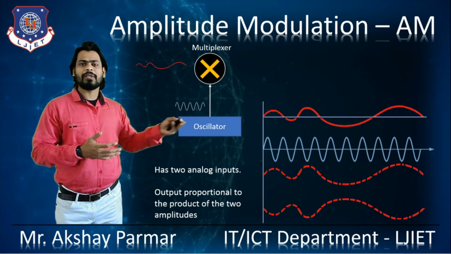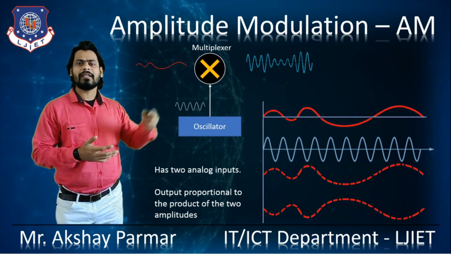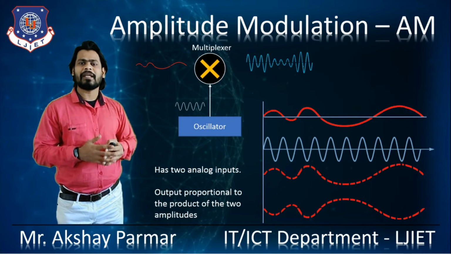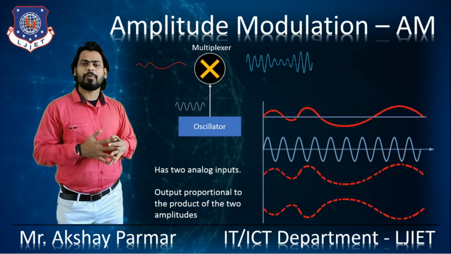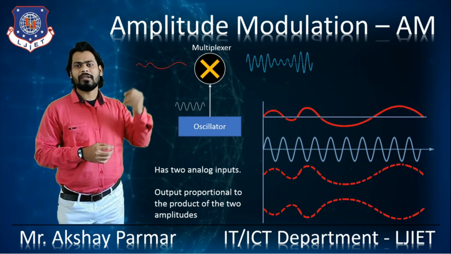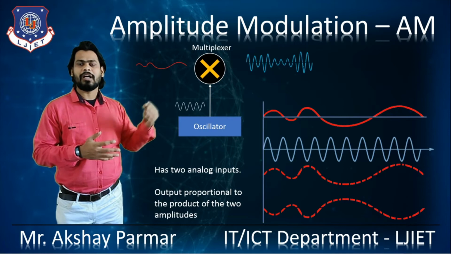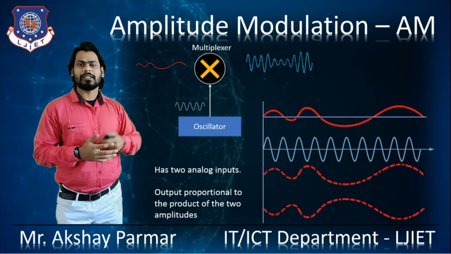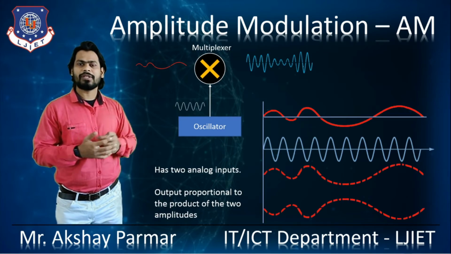After multiplying both the signals, we are getting the output signal. So that's how we are getting the output signal. The multiplier has two analog inputs, the input signal and the carrier signal, and the output is proportional to the product of the two amplitudes. So the output is the multiplication, or the product, of the two signals. That's how we are getting the output signal in the amplitude modulation technique.